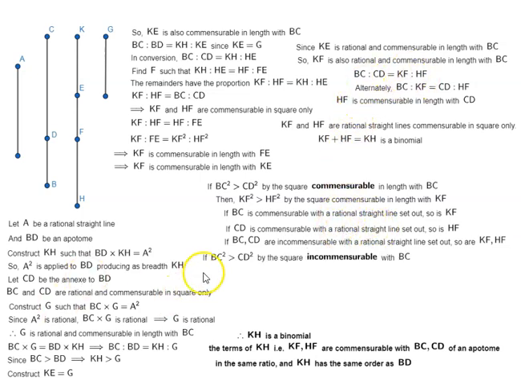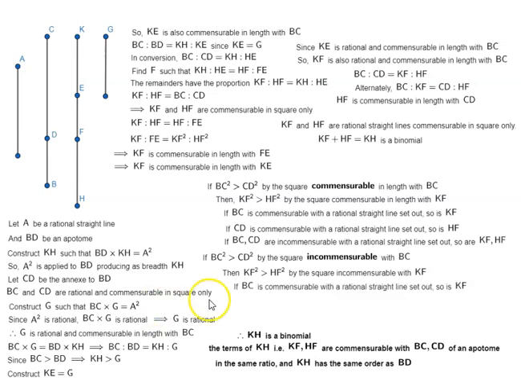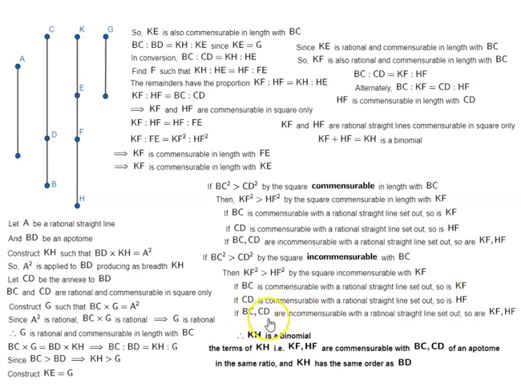Now let's look at the other case. If BC square is greater than CD square by the square of a line incommensurable with BC, then KF square is also greater than HF square by the square of a line incommensurable with KF. And if BC is commensurable with a rational straight line set out, so is KF. If CD is commensurable with a rational straight line set out, so is HF. And if BC and CD are incommensurable with the rational straight line set out, so are KF and HF. So therefore, we have arrived at these conclusions.